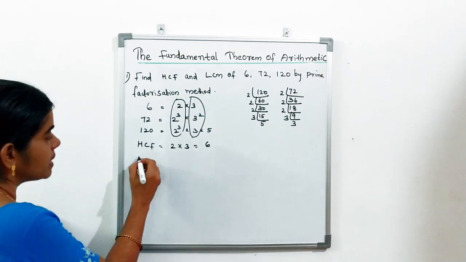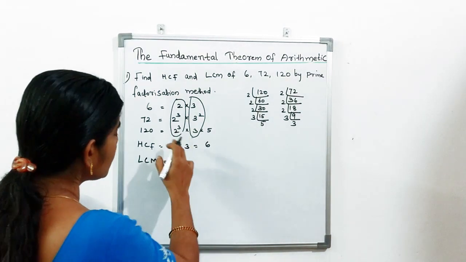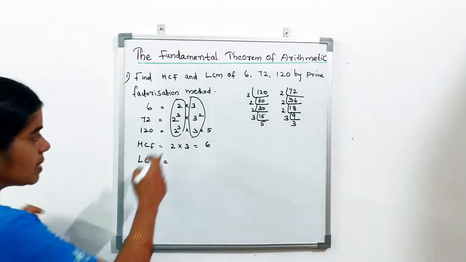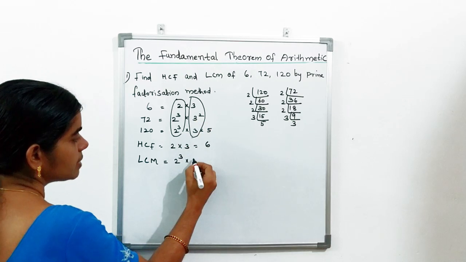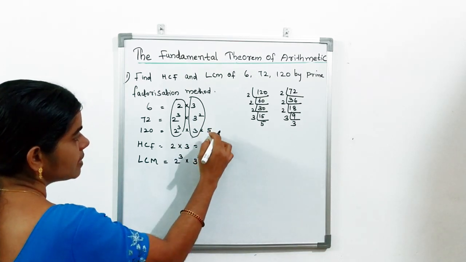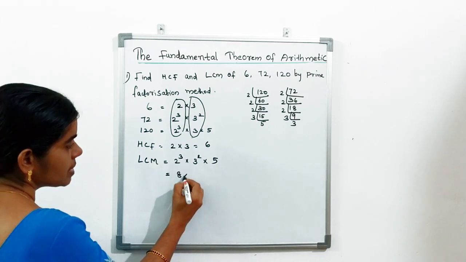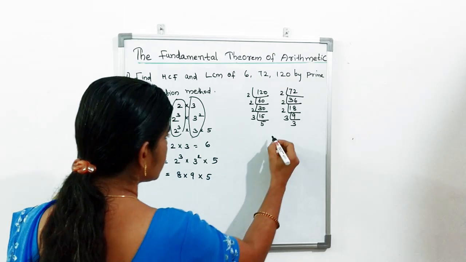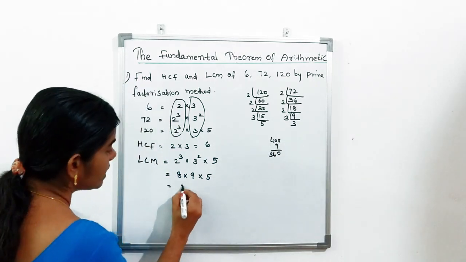Then we want to find the LCM. LCM means we want to take the highest power of every number. Here 2 cube will be the highest power. Out of 3, 3 square will be the highest power. Here 5 only is there. That is 2 cube means 8, 3 square means 9, 9 into 5. Then 40 into 9, 360 will be the LCM.